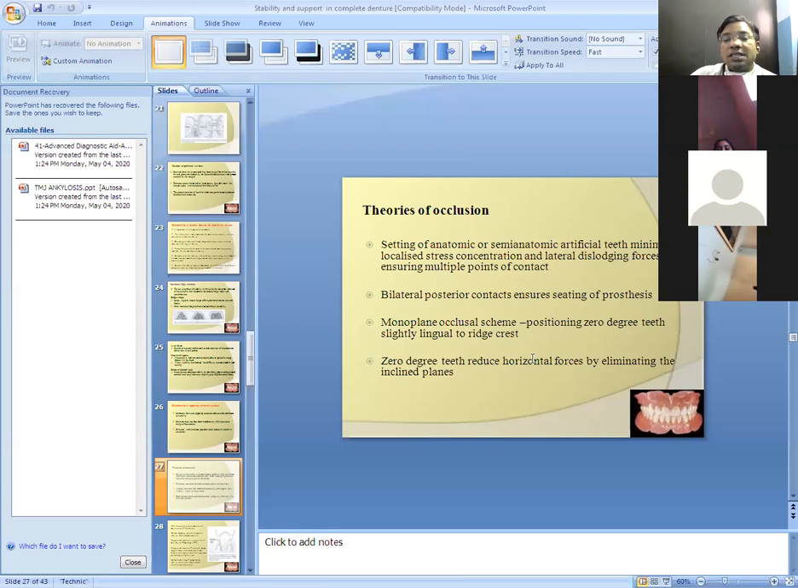Again, monoplane occlusal scheme. That means 0 degree teeth. If the teeth are 0 degree, there is no cusp-fossa relationship. So a monoplane occlusal scheme, or 0 degree teeth, creates more stability for the prosthesis. Zero degree teeth reduce horizontal forces by eliminating the inclined plane. That means if the teeth are 0 degree, flat teeth, there are no inclines on maxillary or mandibular teeth, so there are no lateral leverage forces. Otherwise that would reduce the stability. So 0 degree teeth keep the denture in a more stable position in the oral cavity.